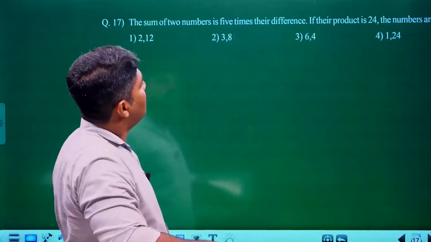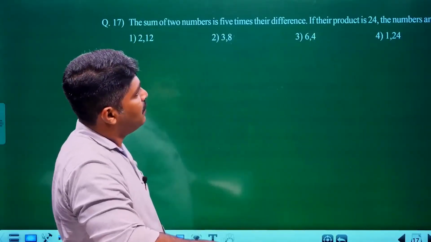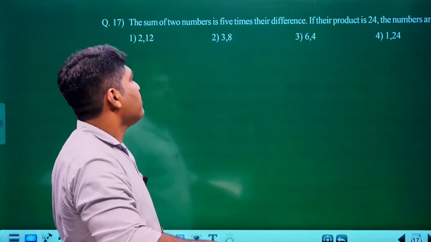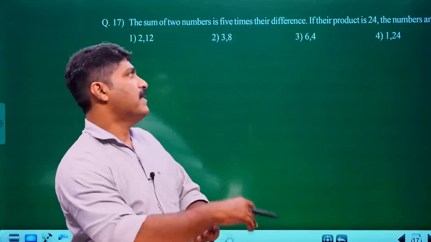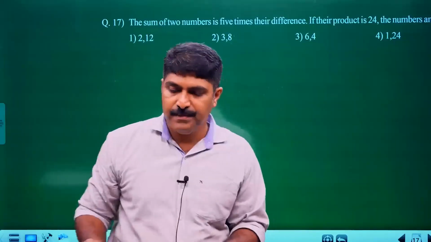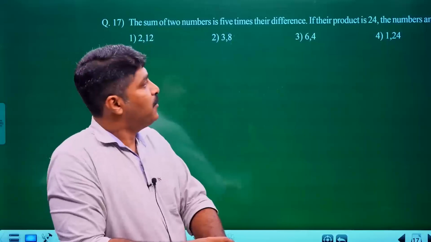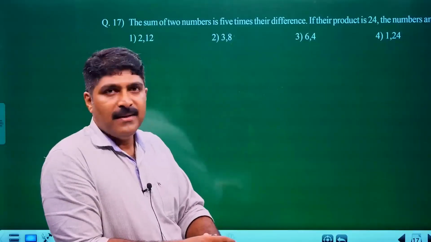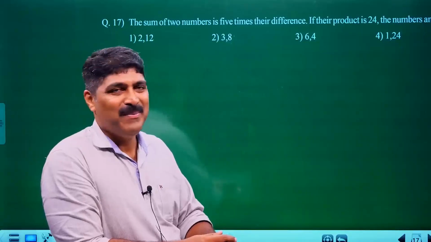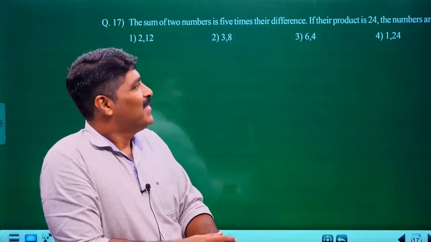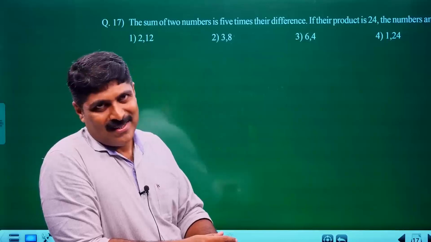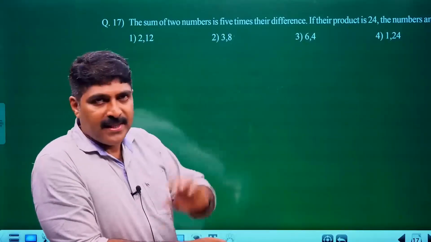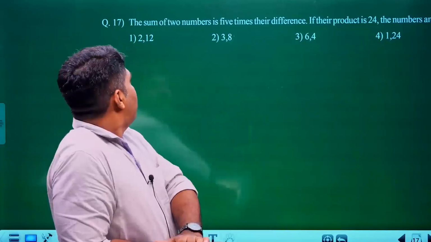The sum of two numbers is 5 times the difference. If the product is 24, the numbers are. So first of all, you just simply look at the options. How many of them have the product 24? That's a simple trick, right? But unfortunately, here we know that all the options have the same product, right? So that won't work. So then you just leave that condition. All are satisfying that second condition, and the first one only you have to focus on.